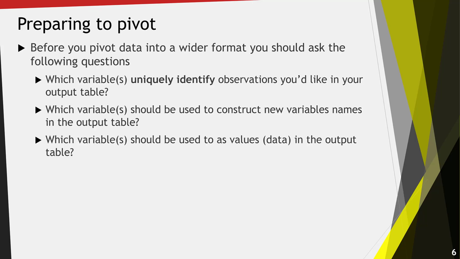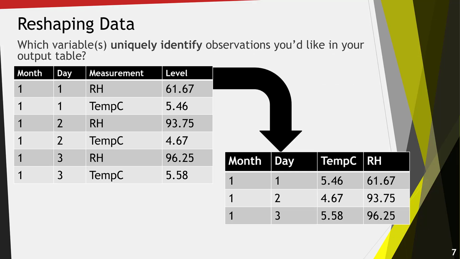However, before you pivot data into a wider format, you should always ask yourself the following questions. First, which variable or variables uniquely identify observations that you'd like in your output table? Second, which variable or variables should be used to construct new variable names in your output table? And third, which variable or variables should be used as values or the data in your output table? Let's think about these questions in detail with this example.